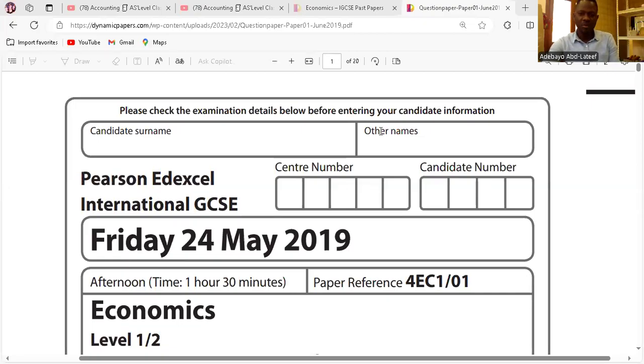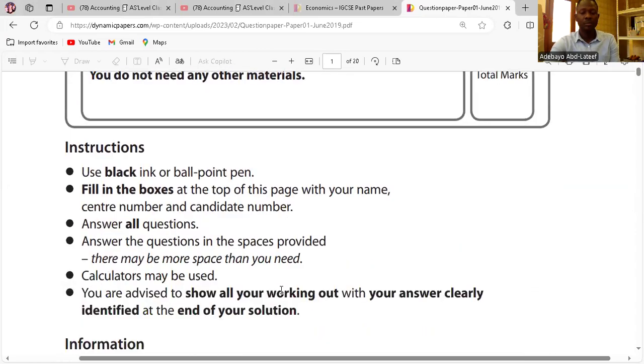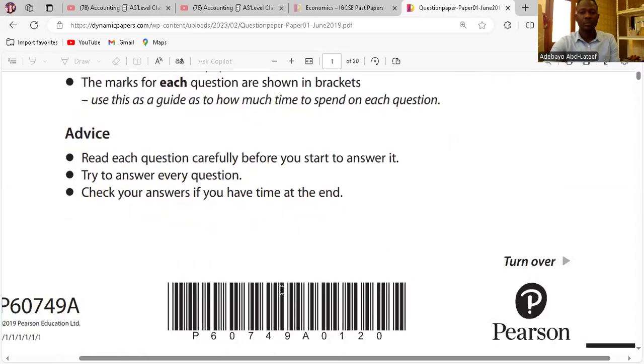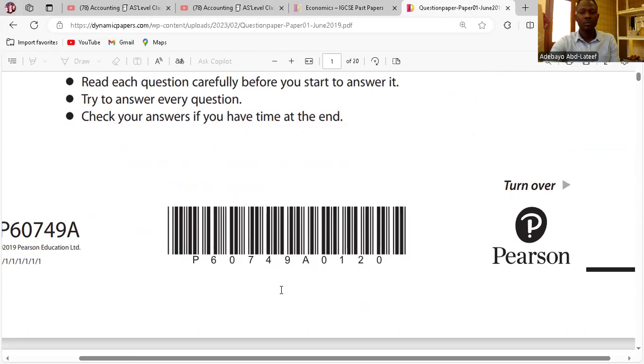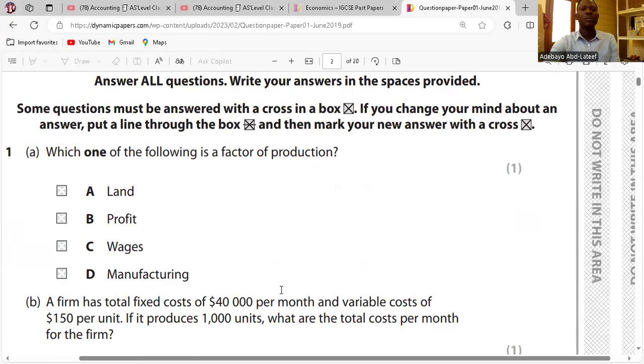We have Economics Paper 1 from May 2019. Which one of the following is a factor of production?